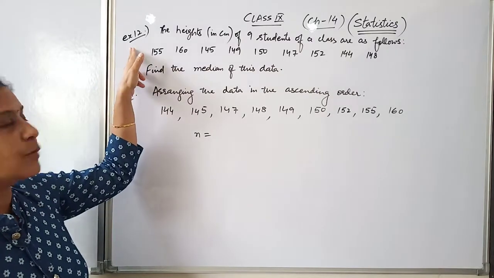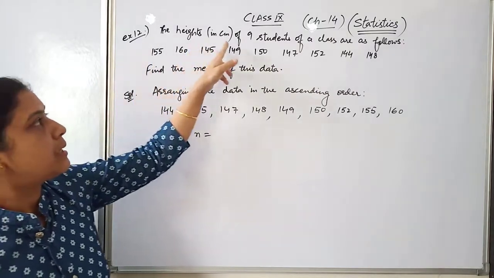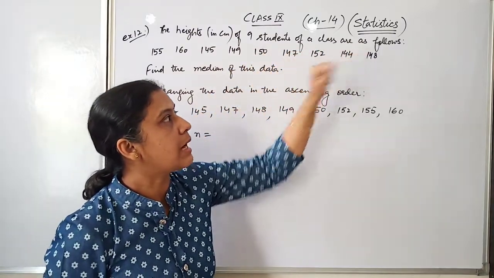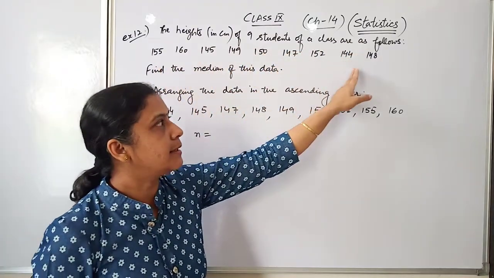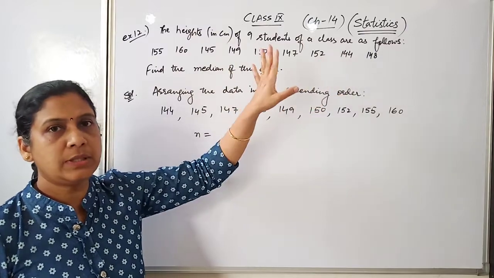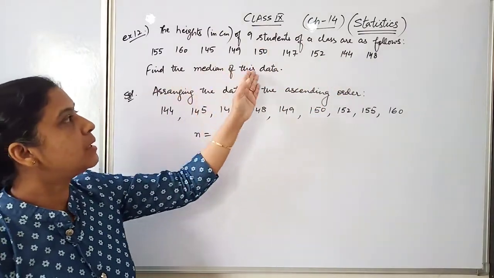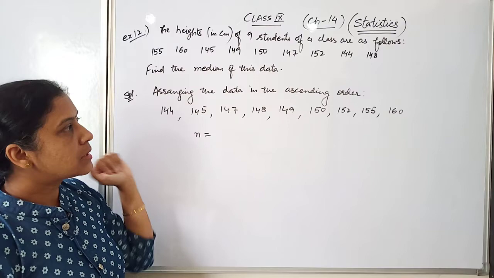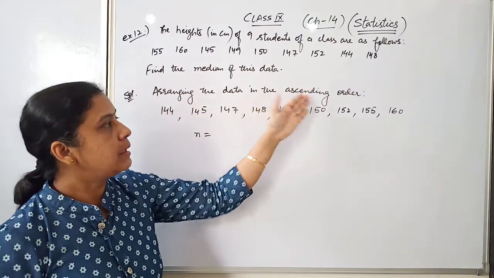I have taken example 12 from the NCERT. The heights in centimeters of 9 students of a class are as follows. This is raw data given to us. Ungrouped data has been given to us. Find the median of this data. So let's write down the solution. Arranging the data in ascending order.